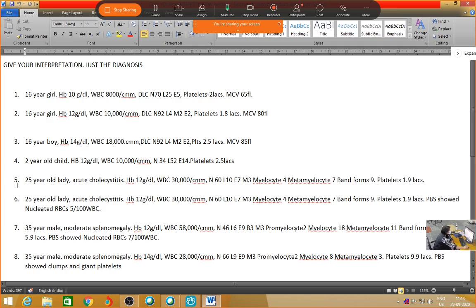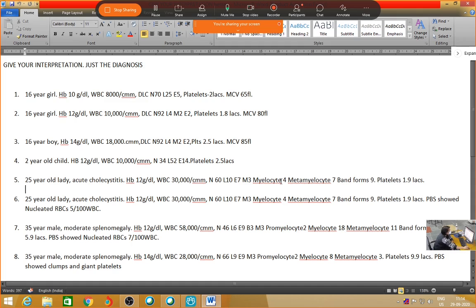Okay? Coming to number 5, we have a 25-year-old lady with acute cholecystitis. Her hemoglobin seems okay, 12. WBC is 30,000. Okay? So this is leukocytosis. Then you have neutrophils 60%, lymphocytes 10%, eosinophils 7%, monocytes 3%. And these are cells which are the immature myeloid cells. Myelocyte 4%, metamyelocyte 7%, band forms 9%. So when you see that the differential count also has immature myeloid cells, this is known as shift to left.